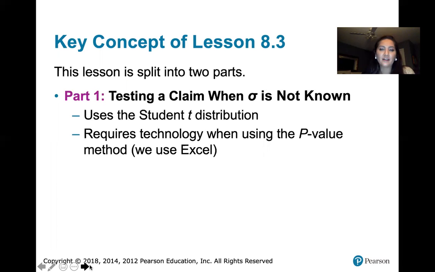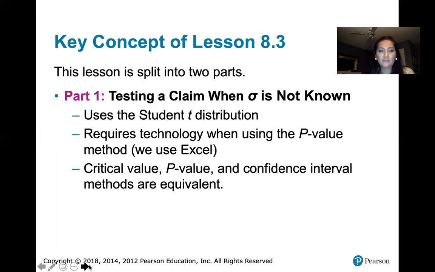We're going to use Excel. You can use StatCrunch or Minitab or a TI-83 or 84 Plus. That would be fine as well. But we'll also talk about how to use the critical value method as opposed to the p-value method when you don't have access to technology. And then lastly, we'll talk about the fact that the p-value method, the confidence interval method, and the critical value method are all equivalent to each other.